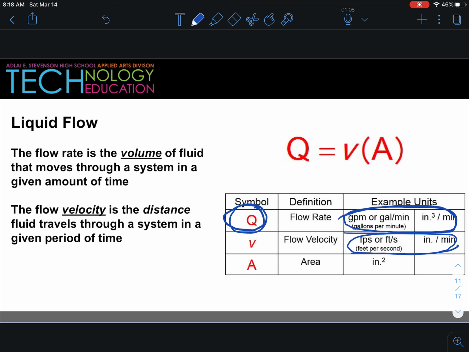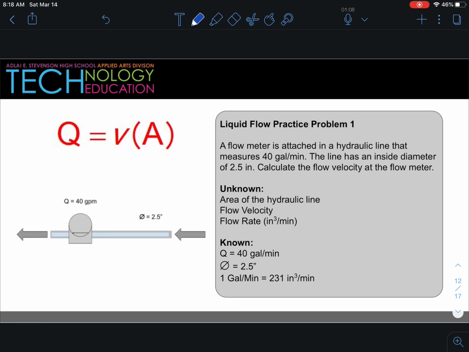So let's go on to our first practice problem. All right, liquid flow practice problem 1. A flow meter is attached to a hydraulic line that measures 40 gallons. The line has an inside diameter of 2.5 inches. Calculate the flow rate of the flow meter. So our unknowns are the area of the hydraulic line, the flow rate, and the flow velocity. Let's solve for the area first. We're going to solve for the area of the hydraulic line.